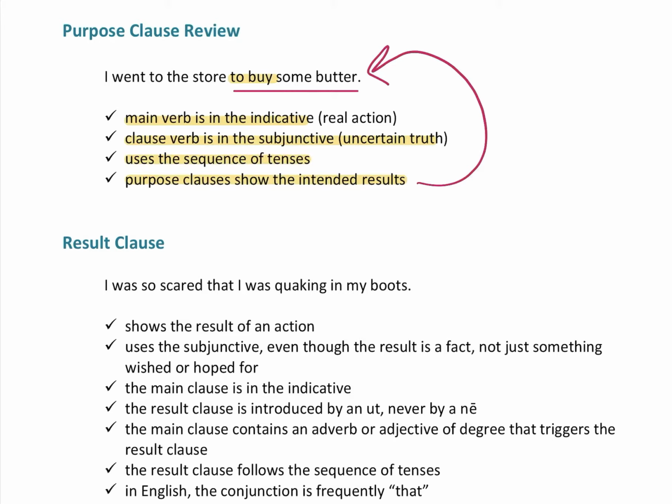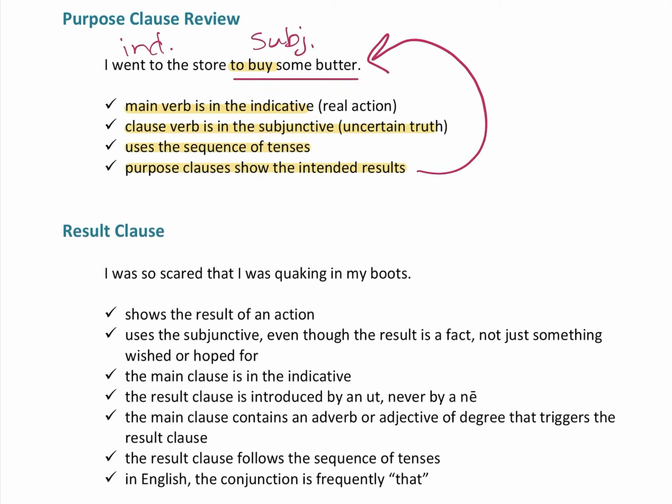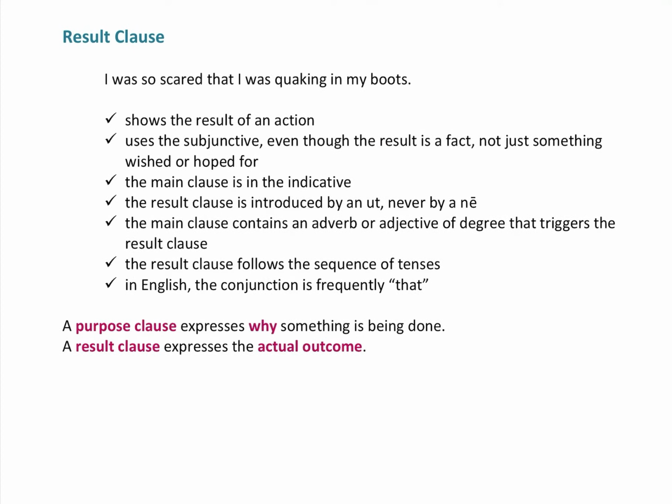Okay, now let's look at the result clause. So in here we have the subjunctive in the clause, and we have the indicative in the main clause. All right, so the result clause shows the result of an action and also uses the subjunctive, even though the result is a fact, not just something wished or hoped for. And that's just a peculiarity of Latin grammar in this instance, okay? So just take it for what it is, even though the result is a fact, okay?